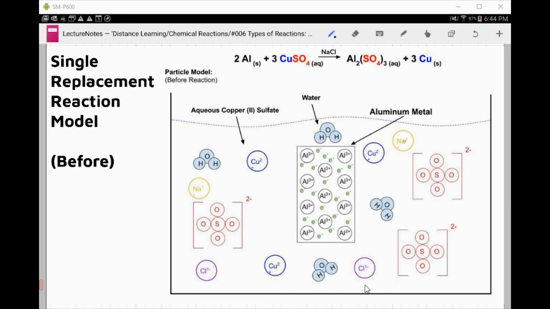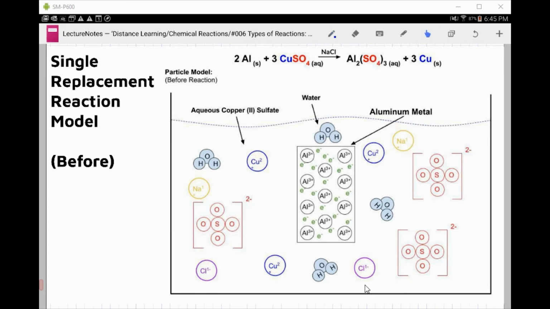I also have a little bit of Na plus and Cl minus here because we are using sodium chloride to catalyze this reaction. Notice it's not being used up in the reactants, it's not present in the products, it's just there to help get things going and reduce that activation energy. So before anything reacts, this is the system we're looking at. We have all of these ions in the water, we see some water molecules as well.